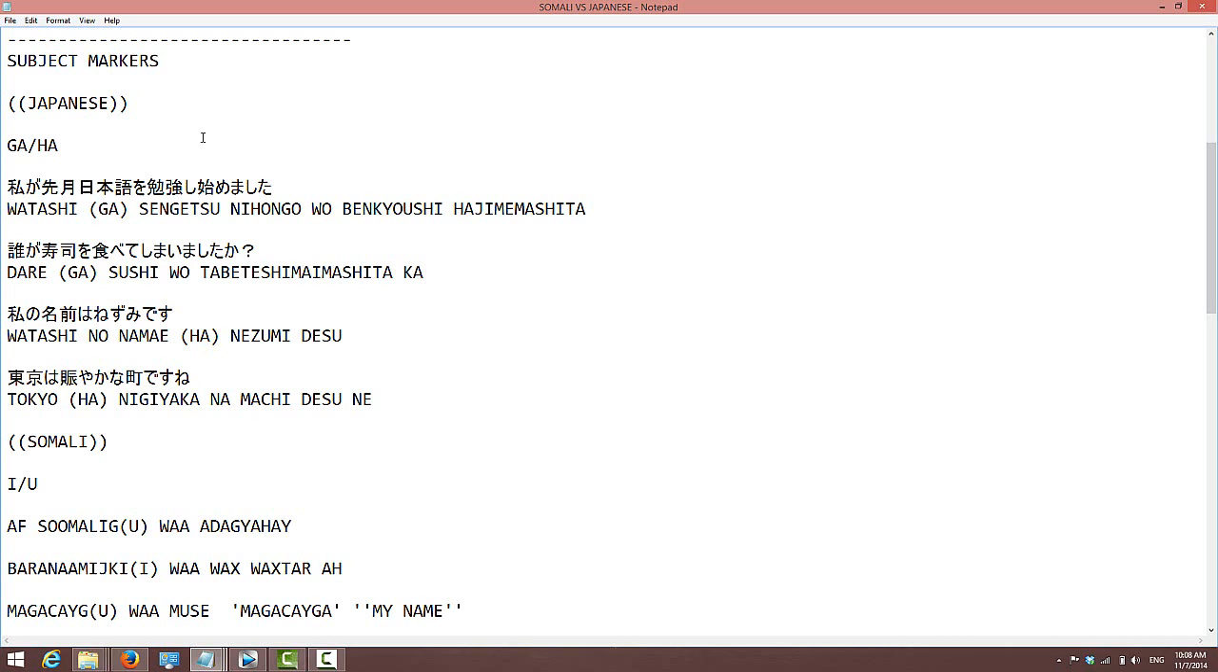Ga and wa, right here. Basically, these are subject markers. Now, they're almost the same, but wa is used when you're introducing a topic, for example, as far as today, it's going to rain. As far as my homework, I will complete it later on. Whatever the subject is, you have to have wa, and wa has to come after it. I'm going to show you some examples down here.